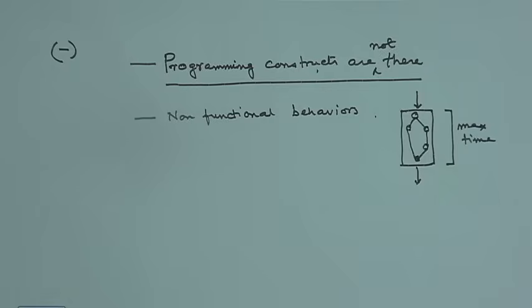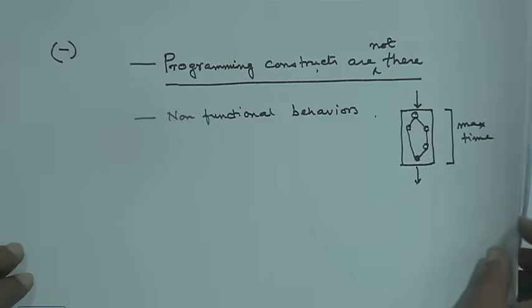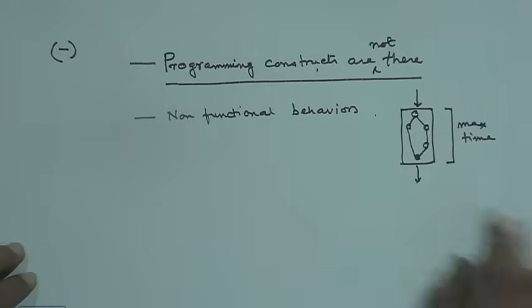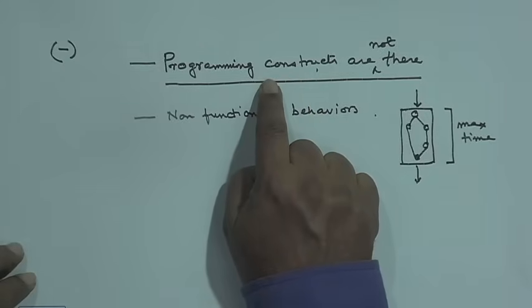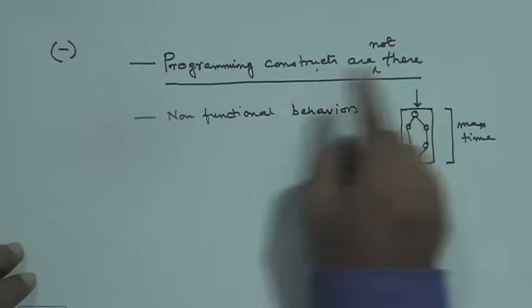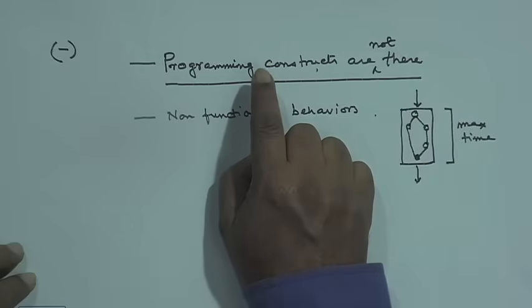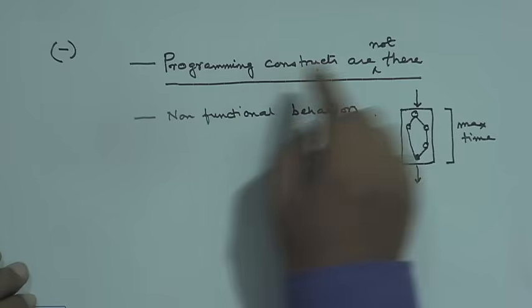And the generated programs, when we generate, may be inefficient, but those things are less important. But one of the major things that we will try to circumvent in a later phase, maybe in today's lecture if time permits, is that the programming constructs are not there.